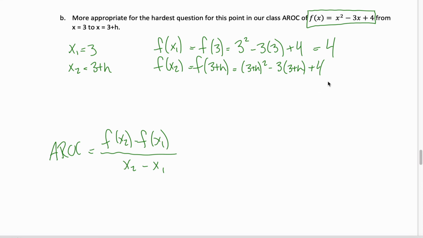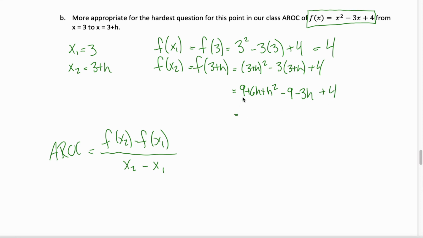If you're not worried about simplifying, you can leave your answer like this, but my friendly little hint for you is you're going to be worried about simplifying, so you might as well get rid of the parentheses in this stage. First, expand this binomial, so think FOIL, to get 9 plus 6h plus h squared. Then take this negative 3 and distribute it through these parentheses, so you get negative 9 minus 3h. It's really easy to make this positive, but it should be a negative, because it's negative 3 that you're distributing through the parentheses, plus 4.